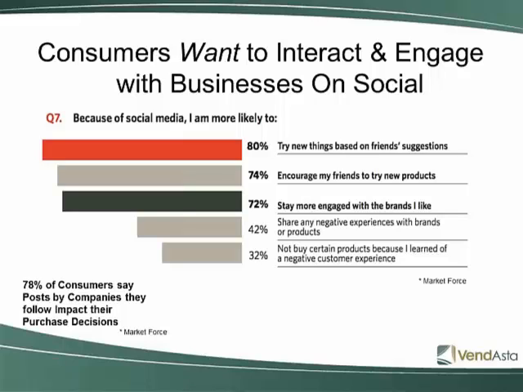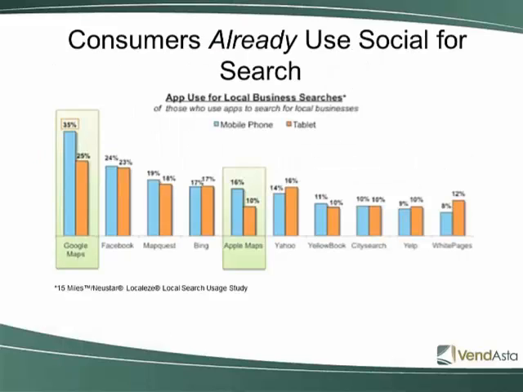Now, the takeaway here is that social media has a massive reach, and the social vertical cannot be ignored by businesses. It really can't. So if we know that consumers are on social media channels, and we know that they want to engage with their brands, that's one piece of the puzzle. The other piece of the puzzle is when a consumer is looking for a business, and that revolves around local search. So what we have here is some numbers based on app use for local business searches.